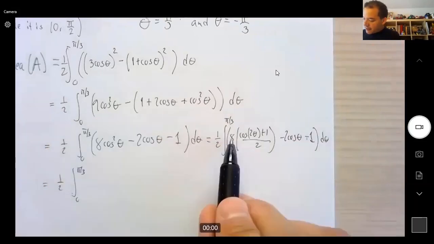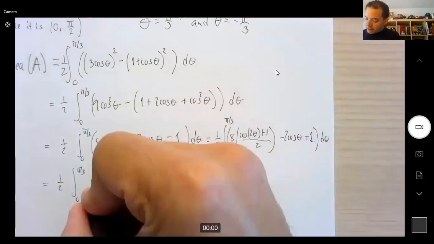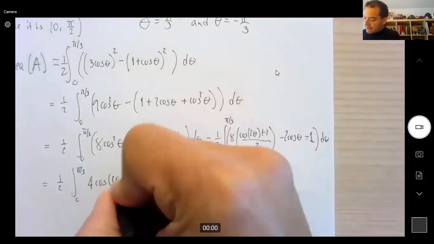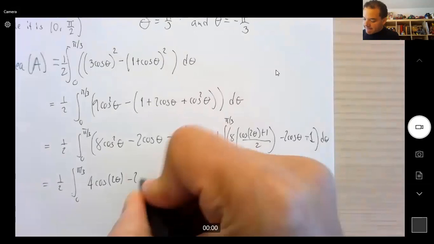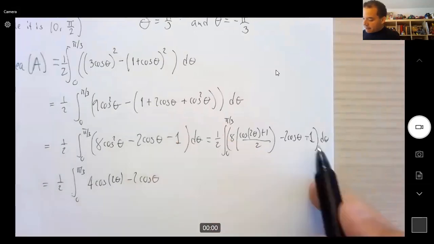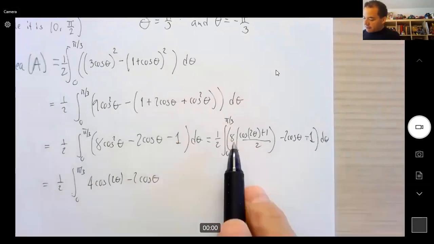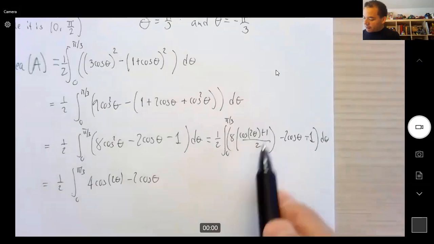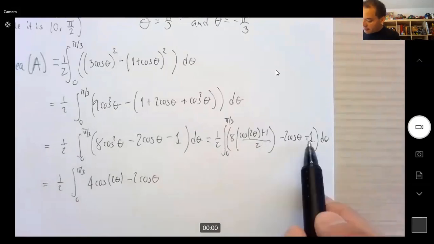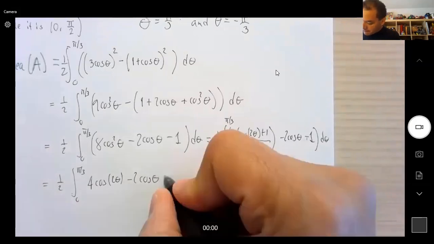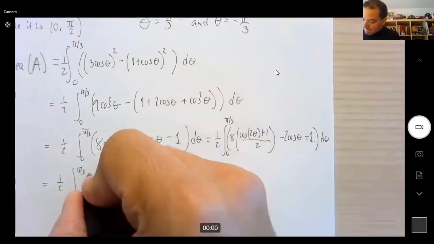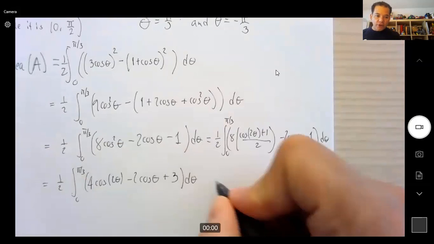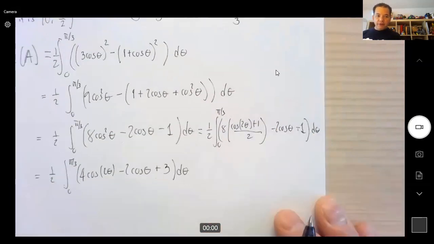This is now 8 over 2, that's 4. So that's 4 cosine 2 theta. Then we have -2 cosine theta. And then the independent term is 8 times 1 over 2, that's 4, plus minus 1, 3. So 4 minus 1, 3, yeah. Good. I think we're ready to integrate.